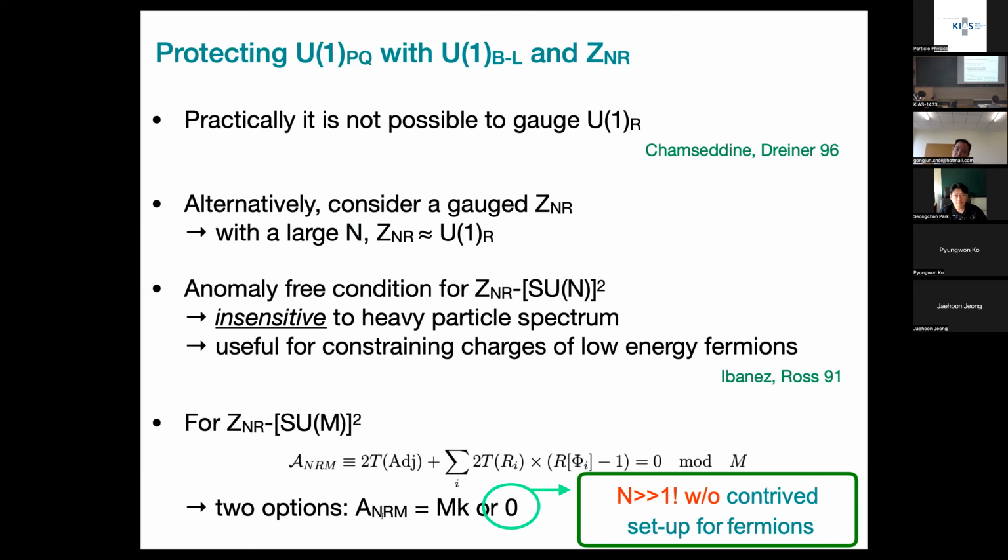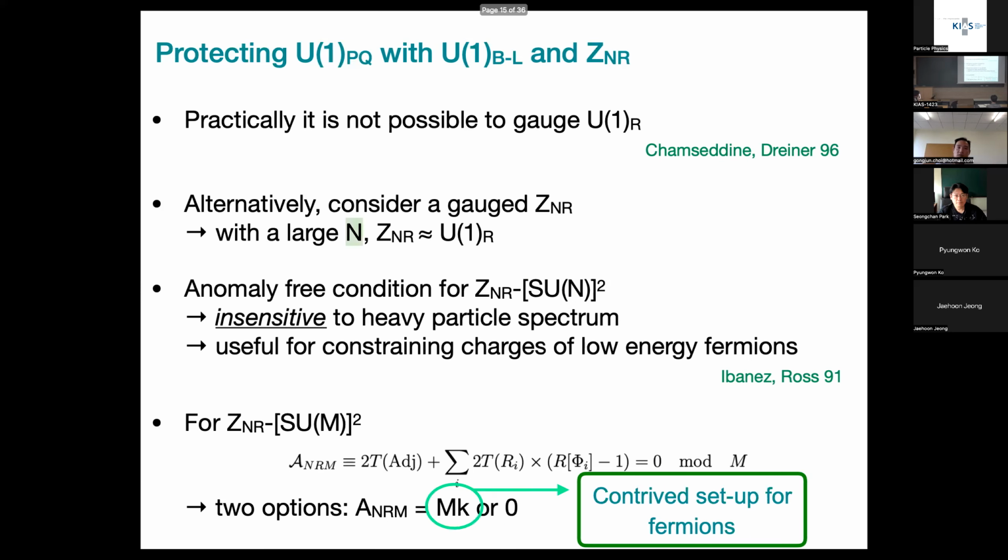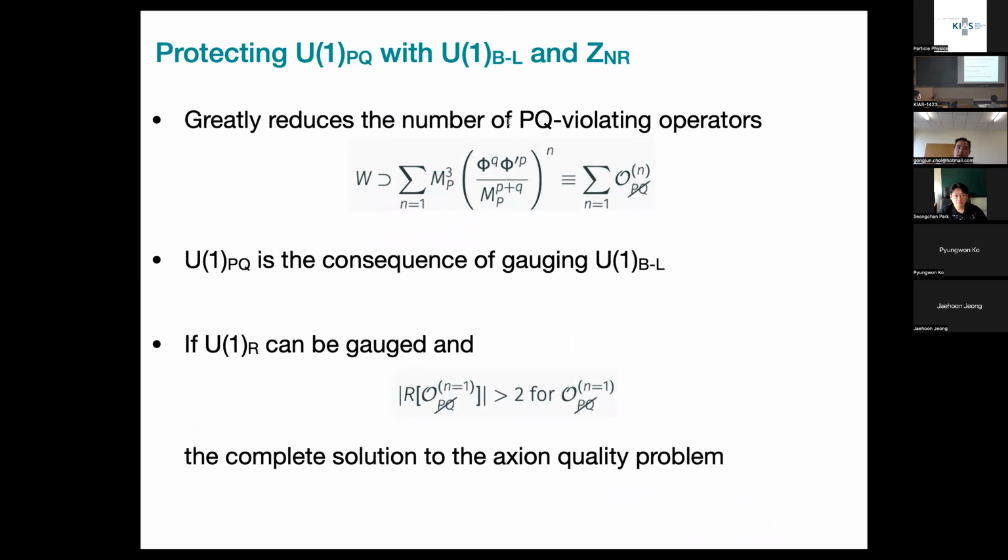But if this anomaly coefficient vanishes, then your choice for the large N can be readily justified without a contrived setup for the fermions. Suppose in the MSSM you already have a non-vanishing contribution to this mixed anomaly. But by introducing a few more fermions with reasonable charge, you can readily make the total anomaly coefficient zero. Once this is set to zero, you can take the large N limit here without any problem. So this second option seems to be a much better option, especially given our attempt to suppress all those operators in the large N limit.